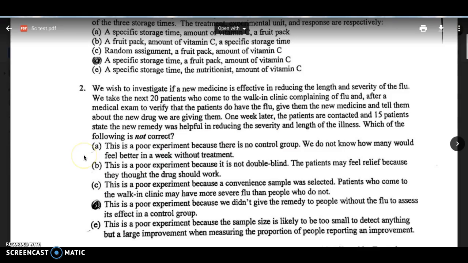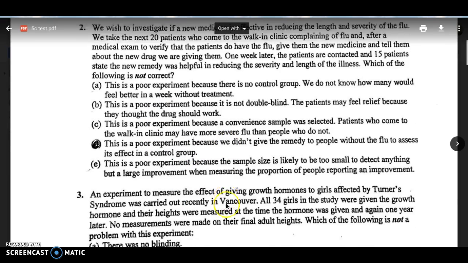So I went through all these and looked at them, and the one that's not correct is it says this is a poor experiment because we didn't give the remedy to people without the flu to assess its effect in a control group. That is not true, so it's not correct. Okay, question 3.